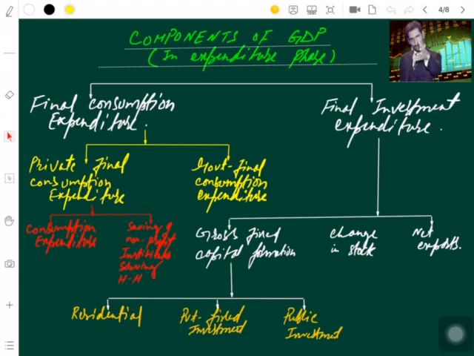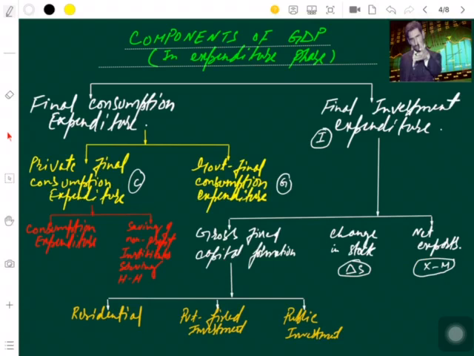But what is important here is, now I'll use a pen. You see, final consumption expenditure got divided into private final consumption expenditure and government final consumption expenditure. So I'll indicate it like it is the C part. Government final consumption expenditure is the G part. Final investment expenditure is the I part. And you also have here change in stock, delta S part. This is gross fixed capital formation. This is net exports, that means X minus M part.